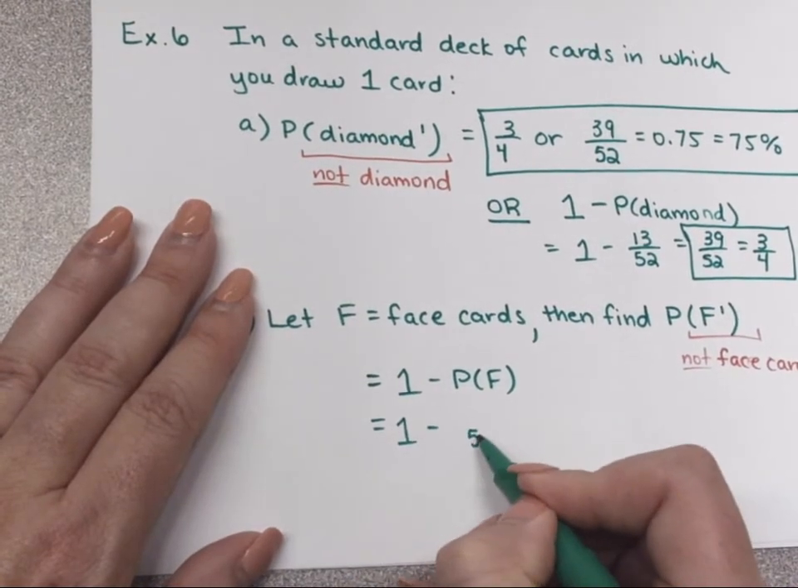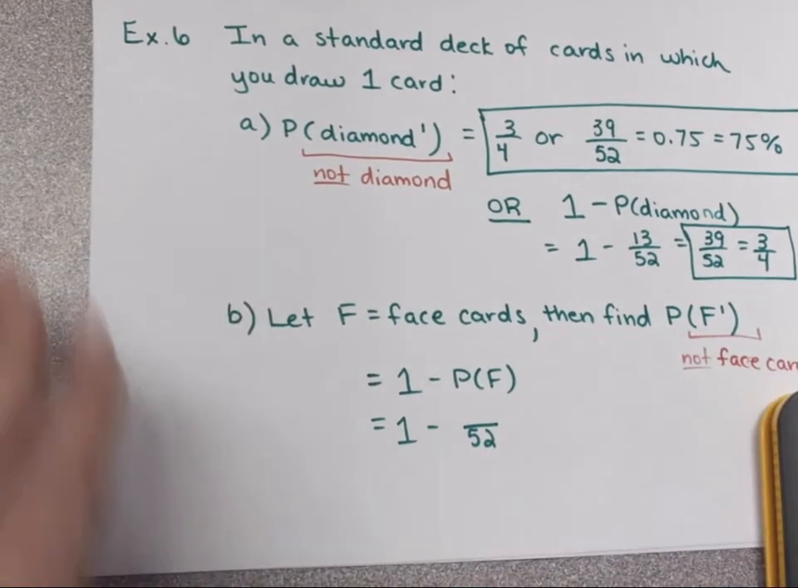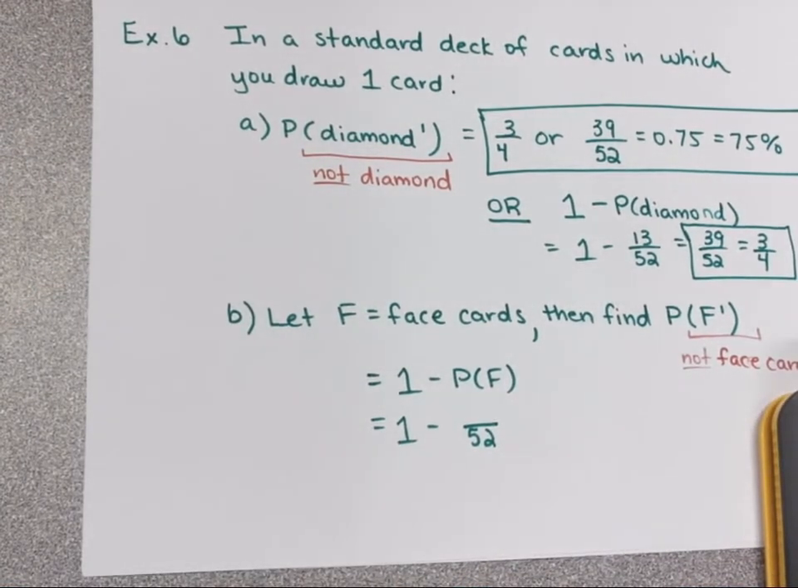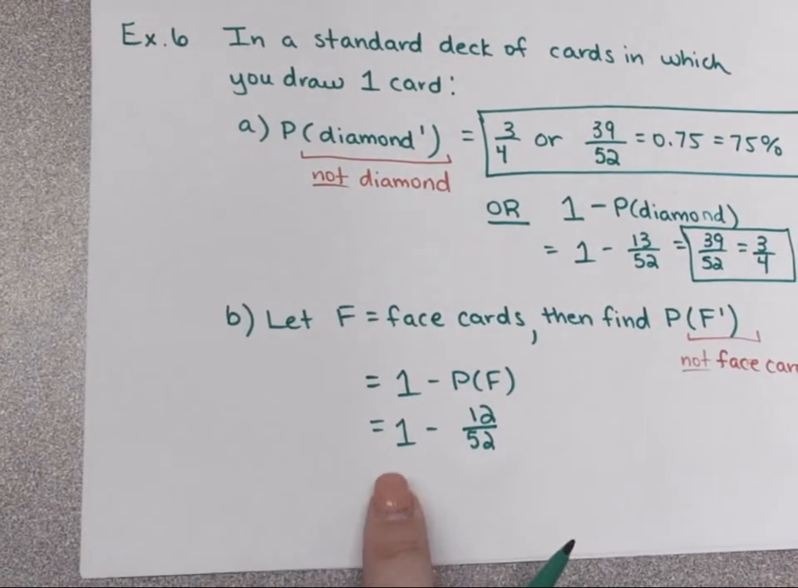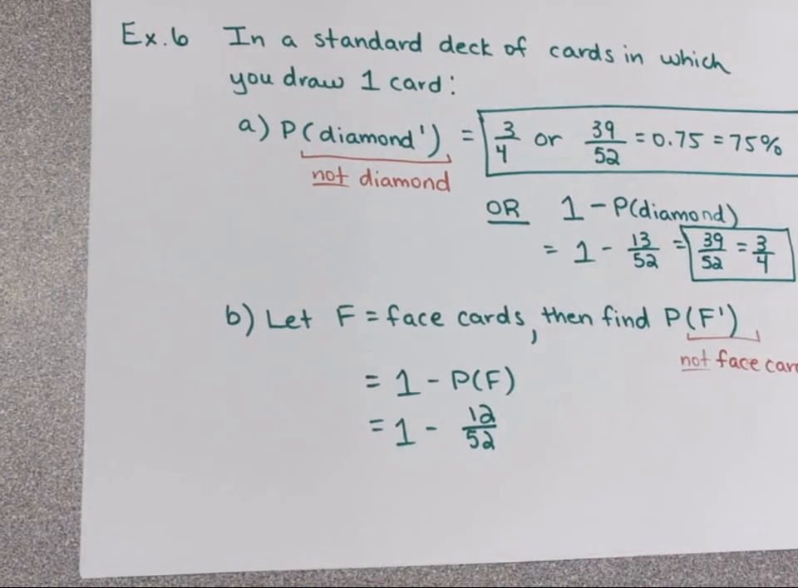Okay, so let's take 52 cards in a deck. Which cards are the face cards? The jacks, what else? The queens, the kings. How many of each of those 3 types are there? 4, right? So how many total cards are there then? 12.